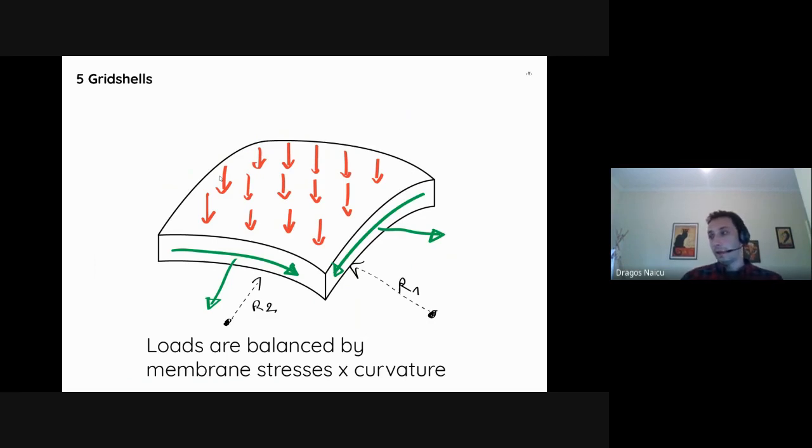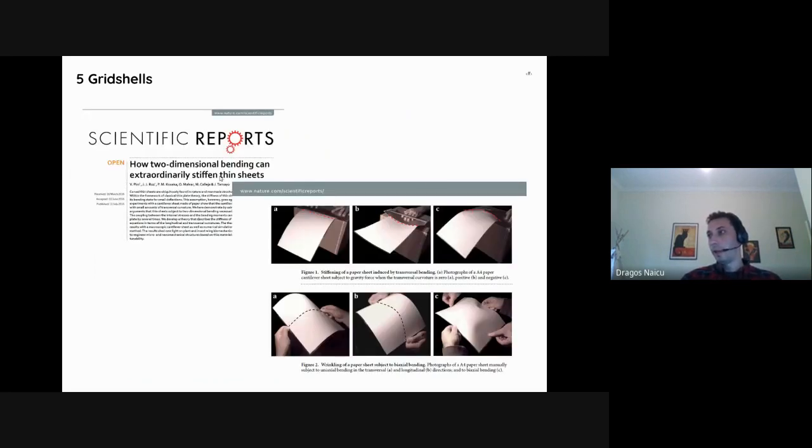So therefore, if we go back, we want to form something out of timber that's a shell or a grid shell. The way they work is they need their curvature, therefore we need to understand curvature a little bit. This is a little article I found in Nature about how two-dimensional bending can extraordinarily stiffen thin sheets. This is an experiment you can do probably in the next 30 seconds.